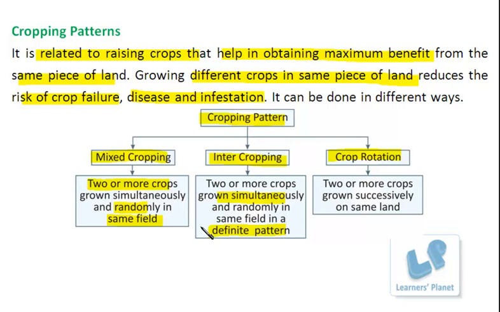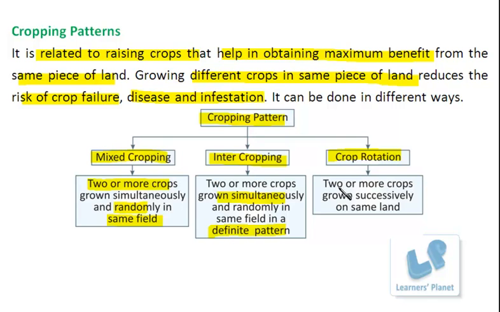Because in this case, what is happening? Things are grown together, but in a definite pattern. That means the rows are maintained, right? A single row of one crop is grown, and the second row will have a different type of crop. So the intermixing is prevented in this case, and this will minimize the efforts of the farmers for separation during the harvesting time.